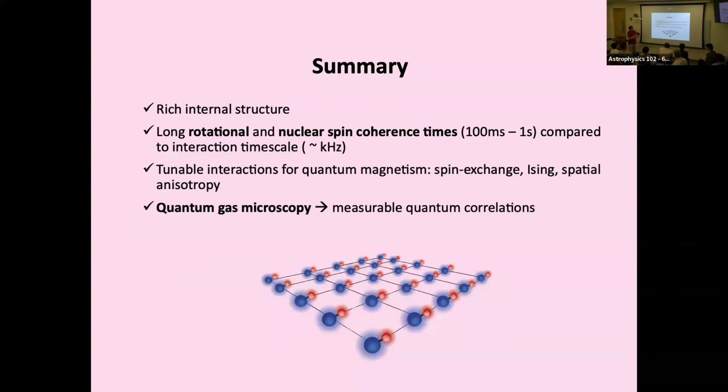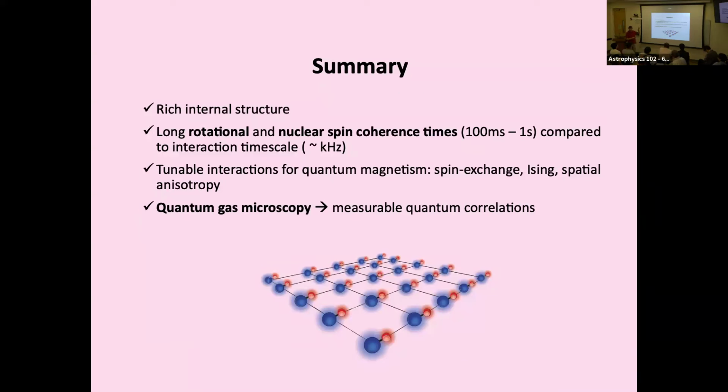So in conclusion, at this point, we've taken these molecules to the point where we can see the individual molecules with microscopy. We have these long coherence times for doing quantum simulations. We've so far been focusing on quantum simulation of quantum spin systems where the spins are localized.